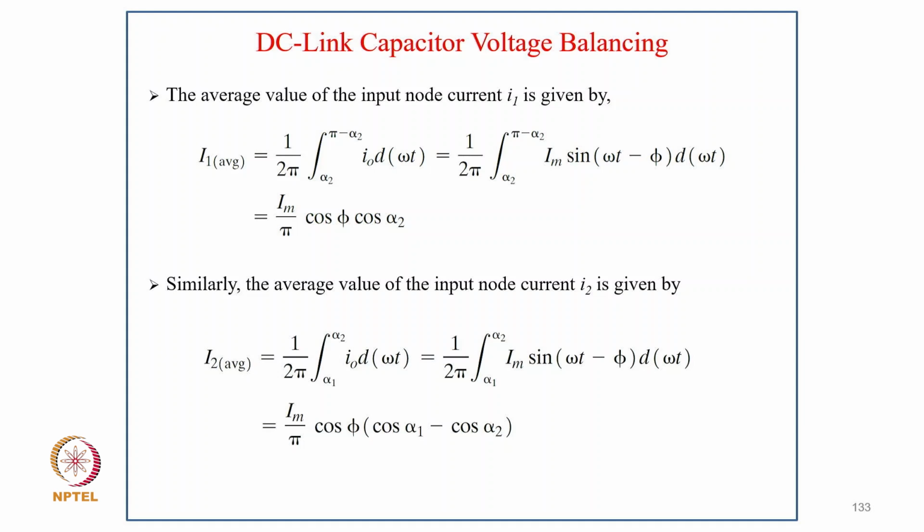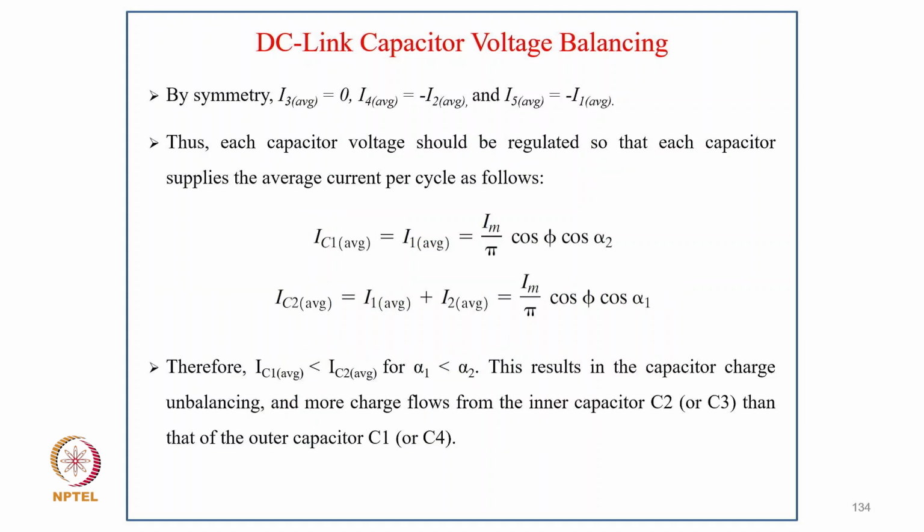And similarly, for node 2, I2 average equal to 1 upon 2π, integral from α1 to α2 of Im sin(ωt − φ) dωt, equal to Im upon π cos φ (cos α1 − cos α2). So by symmetry I3 average equal to 0, I4 average equal to minus I2 average, and I5 average equal to minus I1 average.